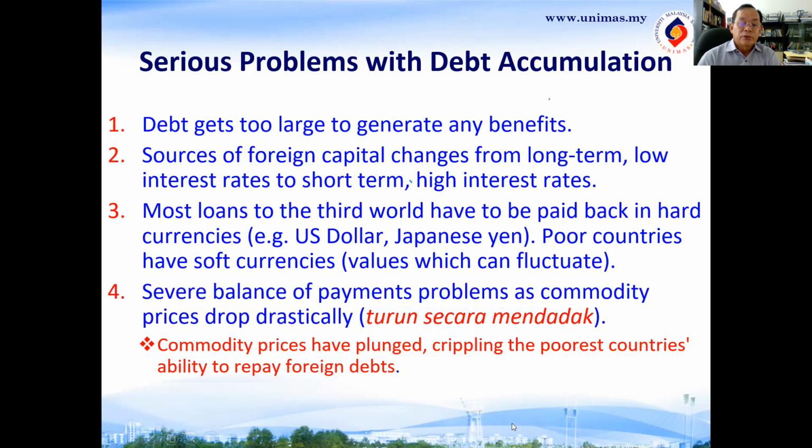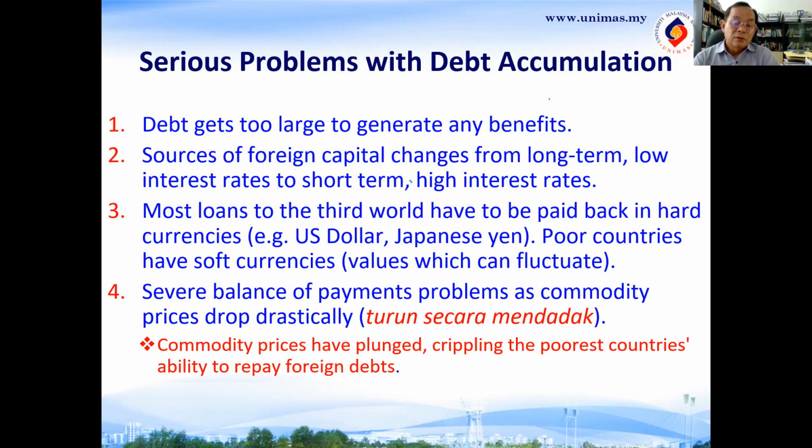And the repayment is made using hard currencies. So when the value of hard currencies compared to the local currency is higher, meaning if $1 was previously equivalent to 2.5 Malaysian ringgit, now $1 is equivalent to 4.1 Malaysian ringgit, as an example. So in other words, you have to pay more, double of what you would otherwise have been paying.